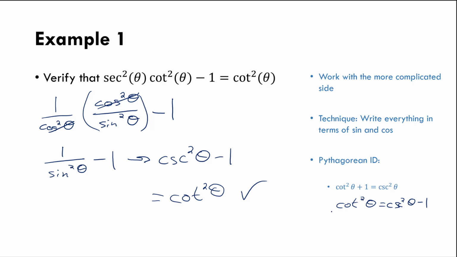This equation is an identity. So that's the basic process that we're working with. Let's take a look at a few more examples.